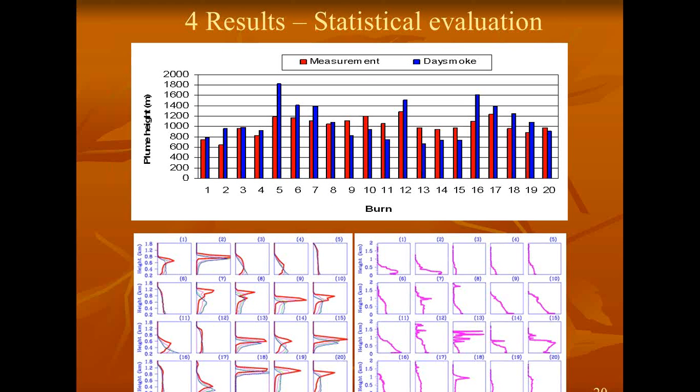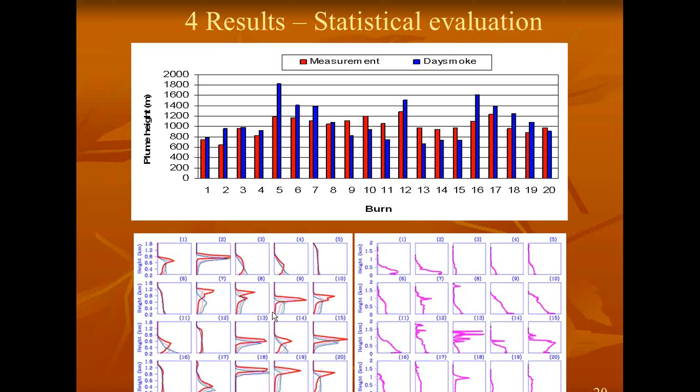Then we use all 20 burns to evaluate, to get a statistical view of the model performance. This is the comparison between the measurement, the red bars, and the simulation, the blue bars. For most cases, the model produced a reasonably good magnitude of plume height. But for some burns, especially several with larger plume heights, the model produced much higher values. On average, the mean error is in tens of meters, but the root mean squared error is over 200 meters. So this is something that needs to be improved in DEAD smoke.